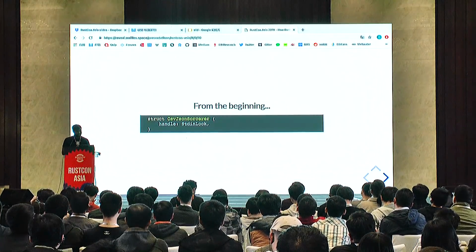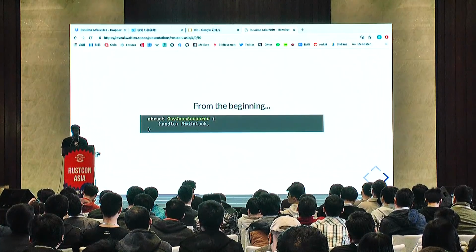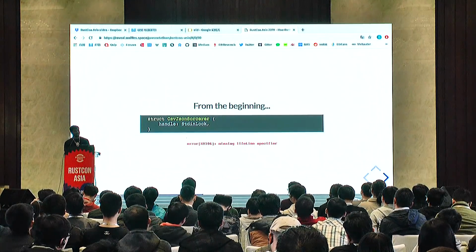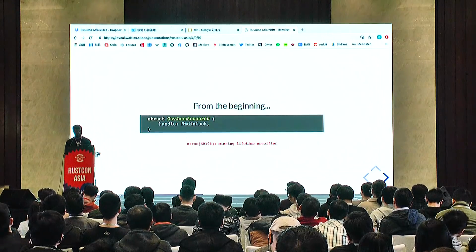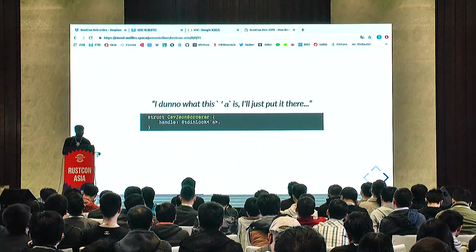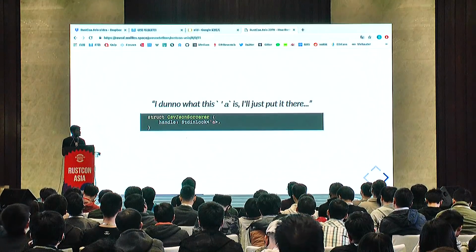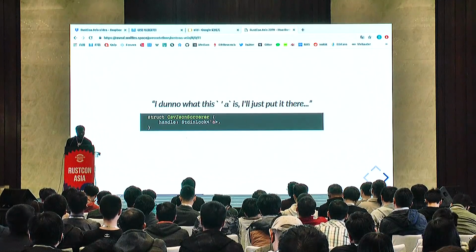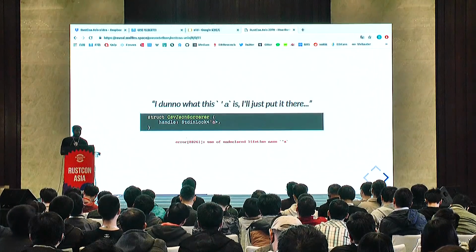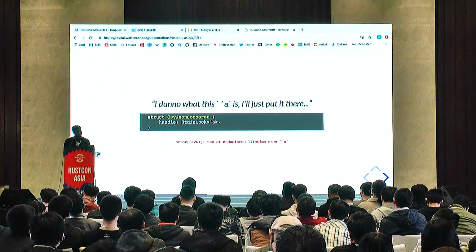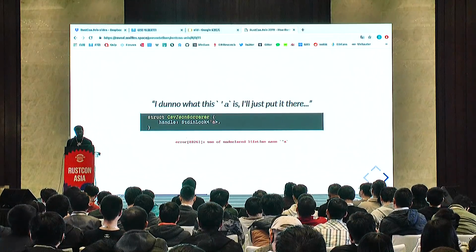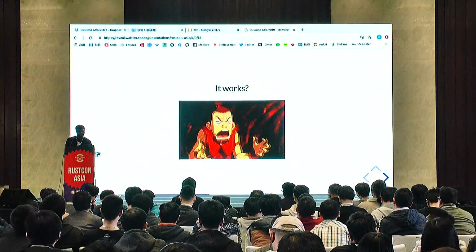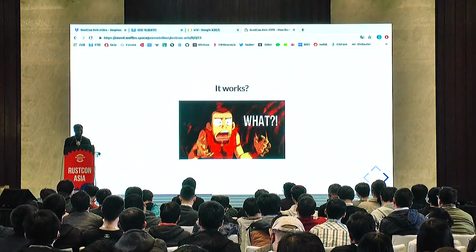So I start from the beginning. I know it returns std_in lock, so I just put it there. And it says missing lifetime specifier. I have no idea what it does, so I search around, and eventually I find that the documentation says something like 'a. Now I don't know what that 'a is. I'll just put it there. And it says use of undeclared lifetime, and it tells me what change I should make, like changing the struct to use that lifetime. And I had that. Okay. And it compiles again.